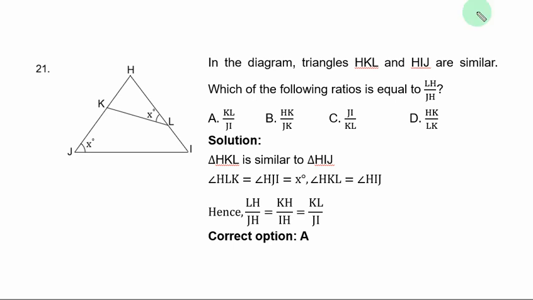Question 21. In the diagram, triangles HKL and HIJ are similar. Which of the following ratios is equal to LH over JH? Solution. The two triangles are already similar.